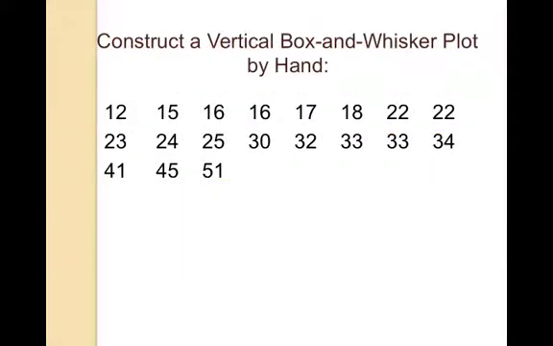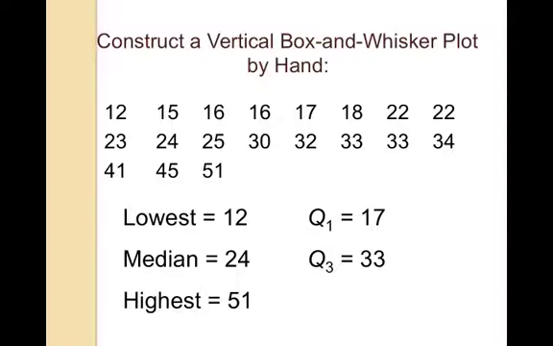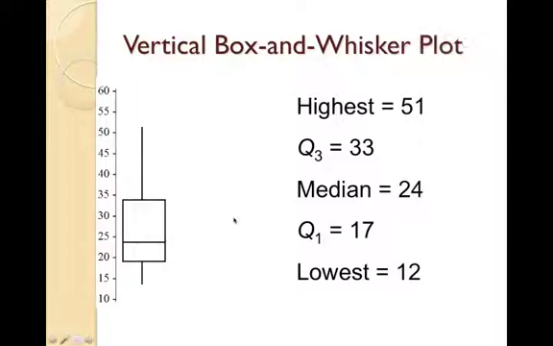Okay, so we're going to construct a vertical Box-and-Whisker plot by hand. The lowest or minimum is 12, Q1 is 17, median is 24, Q3 is 33, and then the highest value is 51. We found Q1, the median, and Q3 previously. Because this is an ordered list, it's very easy to find the lowest and highest values. We need to make sure that our lowest value on our scale is less than 12 and the highest value is larger than 51, so going from 10 to 60 is certainly sufficient.